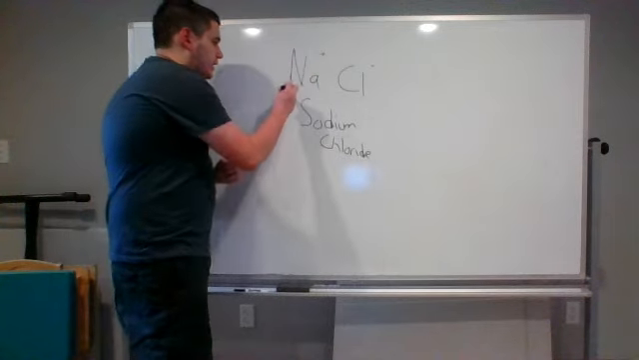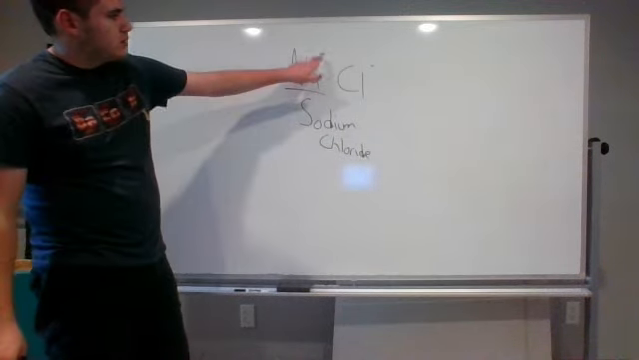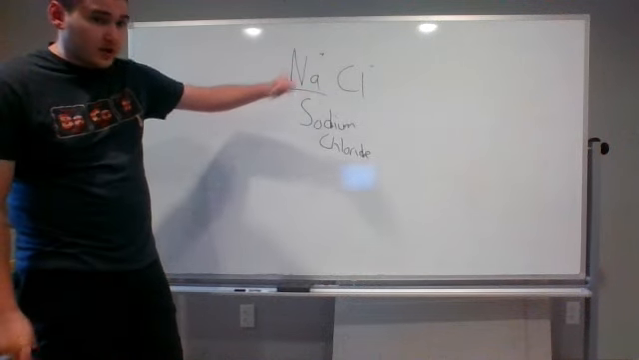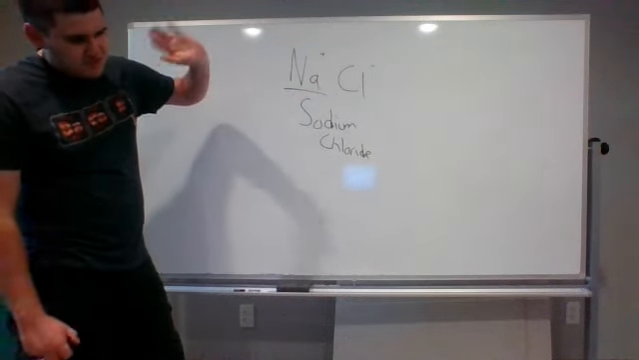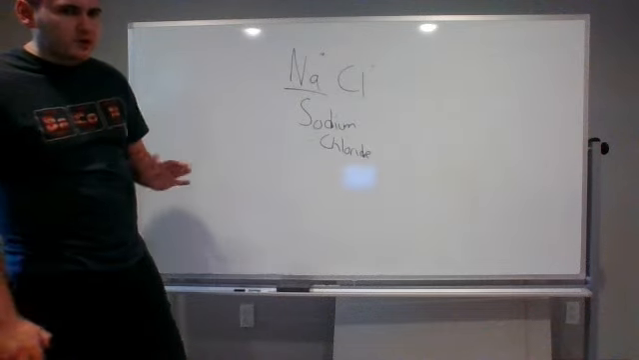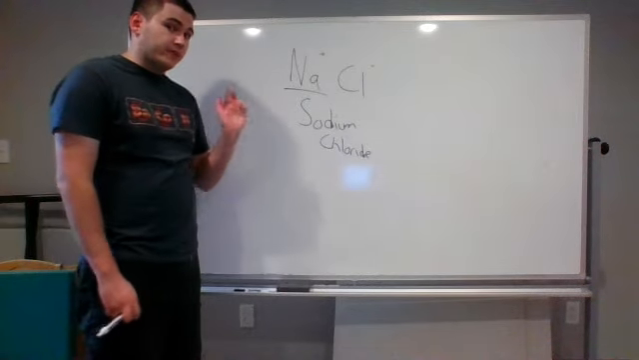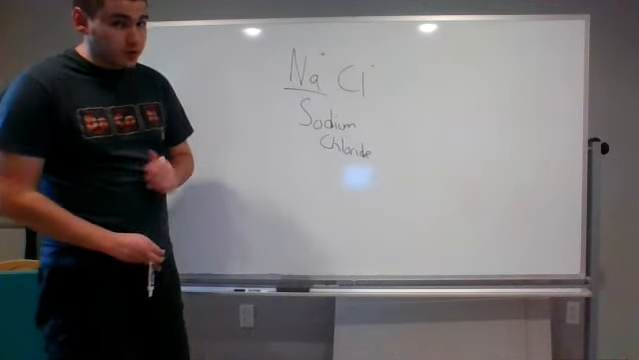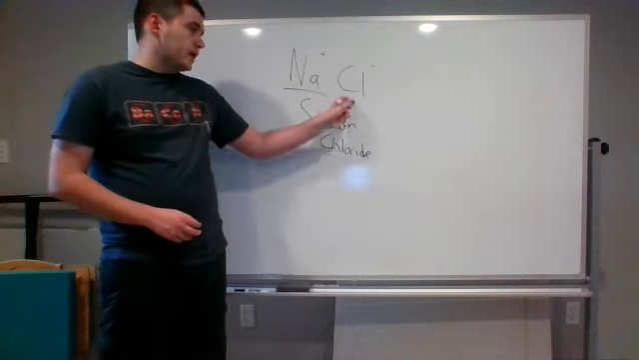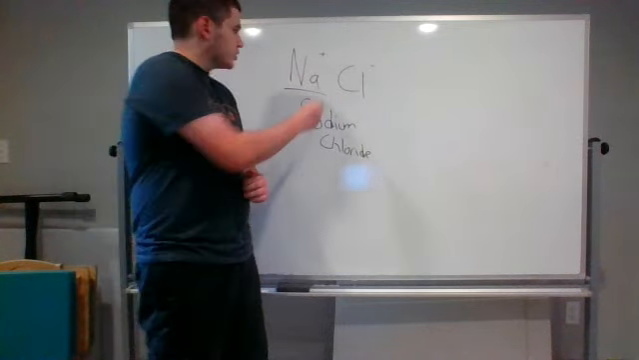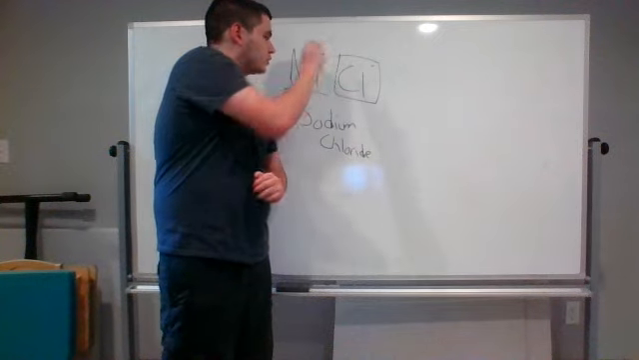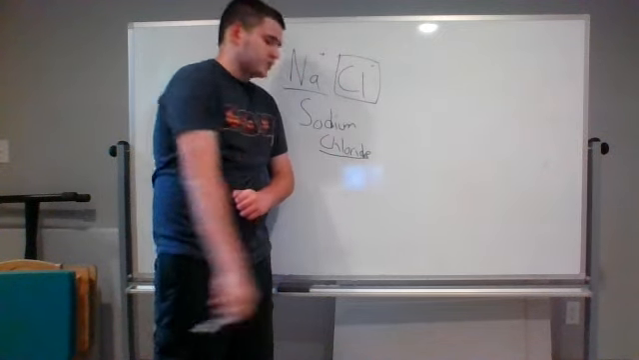Well, firstly, your cation is the one with the positive charge. It could be sodium, it could be ammonium, we'll get to that, it could be hydrogen, whatever it is. Your cation is the one with positive charge. That one always goes first. Your anion, the one with the negative charge, the chlorine, goes second.